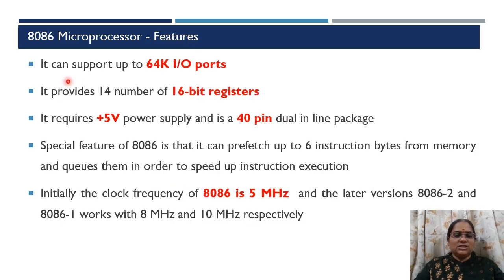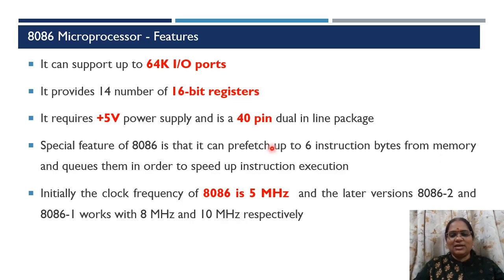Coming to the other features, it can support up to 64,000 input-output ports. You will have registers available in your processor, which you use for assembly language programming. You have 14 16-bit registers. Just a 5-volt supply is enough for making the processor work. It is a 40-pin IC, and the special feature of 8086 is the pipelining architecture.